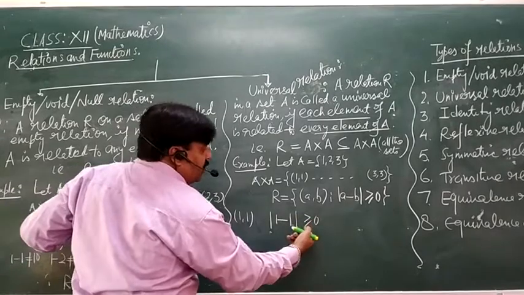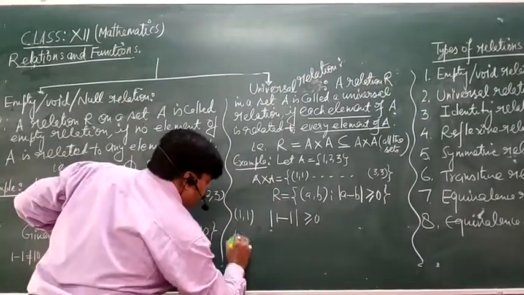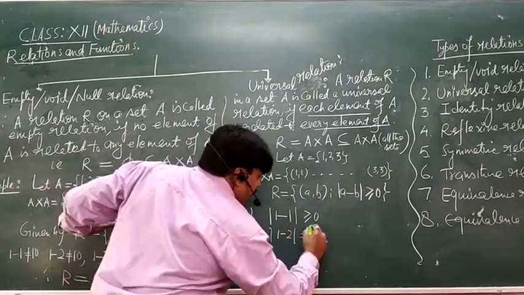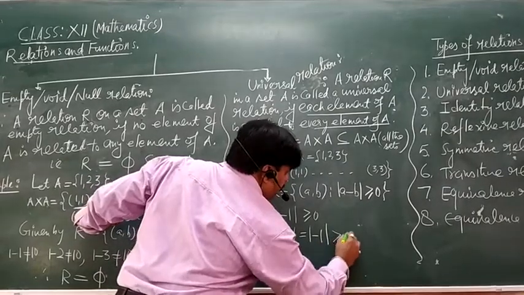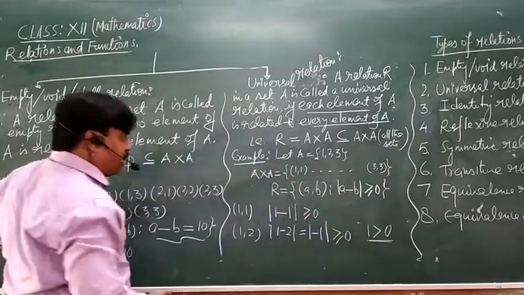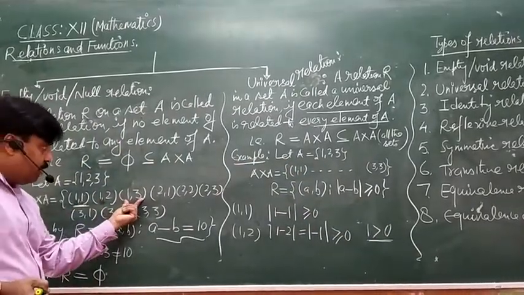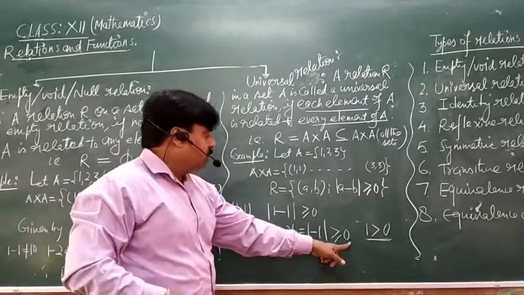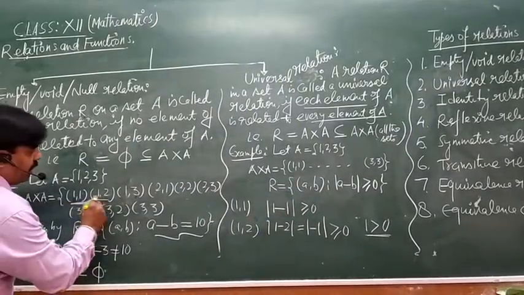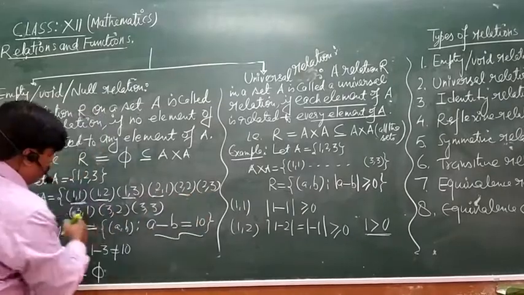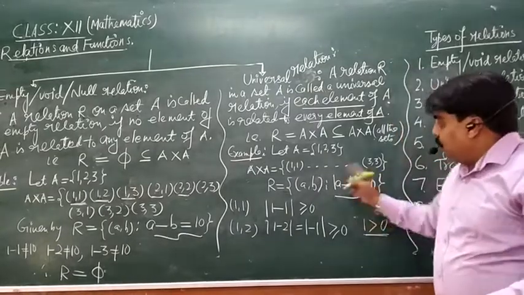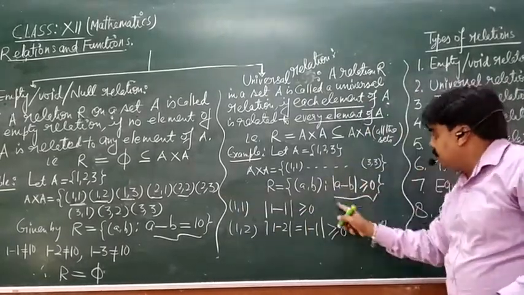You will get 0, and 0 is greater than or equal to 0. Second one you are taking 1, 2. So this is 1 minus 2, which is minus 1, and the modulus, 1, is greater than 0. So the condition is going to be satisfied. Similarly 1 minus 3 is minus 2, modulus is 2, which is greater than 0. Any one of the conditions should be satisfied. So you can see that for each and every ordered pair, this condition is going to be satisfied.